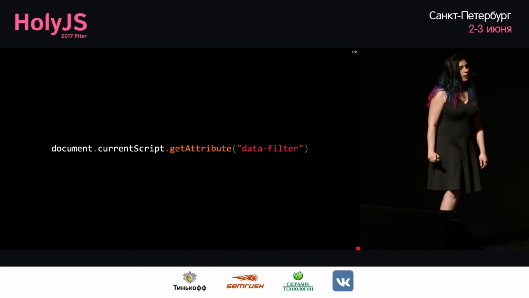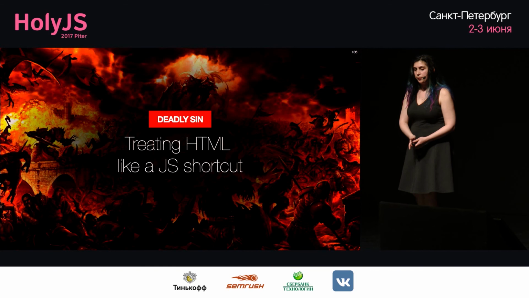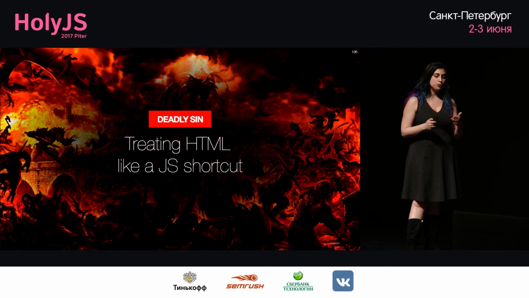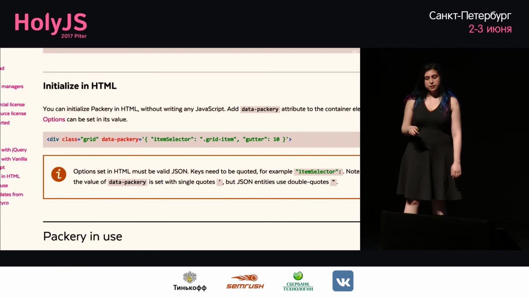An anti-pattern to avoid is treating HTML like a JavaScript shortcut. I've seen this a lot in people that start creating HTML APIs. It's good that they care enough to create an HTML API, but they treat it like a shortcut for other developers instead of something that will enable people with less technical skills to do more. For example, in Packery again, there is a way to initialize it with HTML via a data-packery attribute, but it requires a JSON object in that attribute.